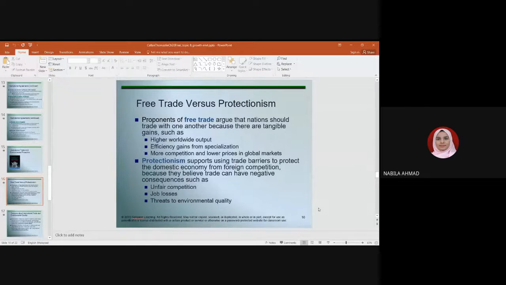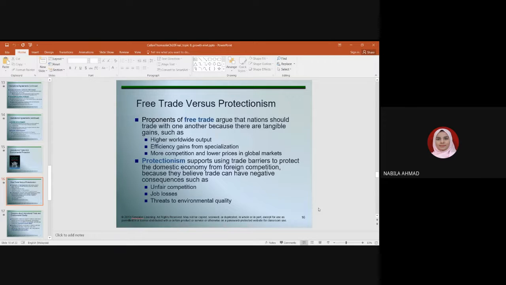Yang ini ada dia punya, apa orang kata tu, perbezaan pendapat, ya, antara free trade dengan protectionism. Okay, so they are proponents of free trade. They argue that nations should trade with one another because there are tangible gains. So kenapa? Okay, free trade ni adalah kita panggil sebagai open economy. So bila kita open kita punya economy, maknanya kita allow other country to sell their goods to our country, dan kita juga dibenarkan untuk menjual barang kita di negara luar. Itu adalah open economy. Okay, free trade lah bermaksud.